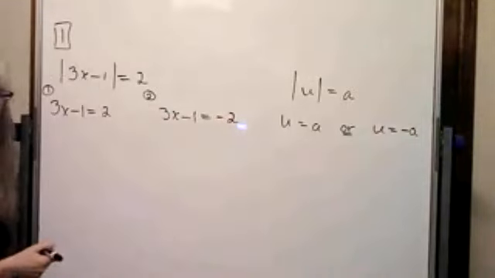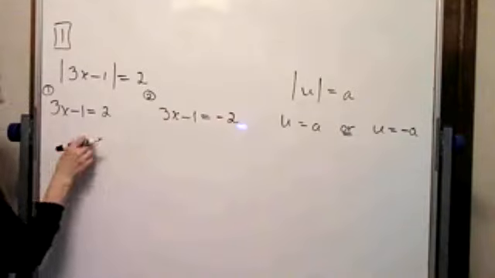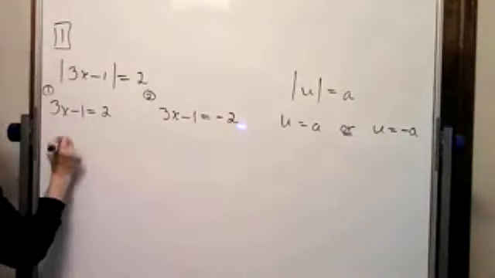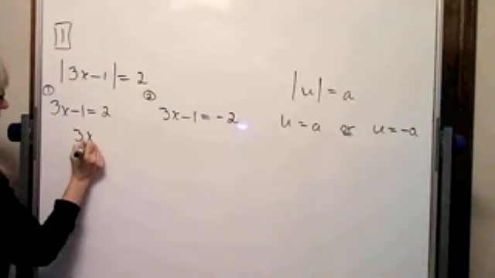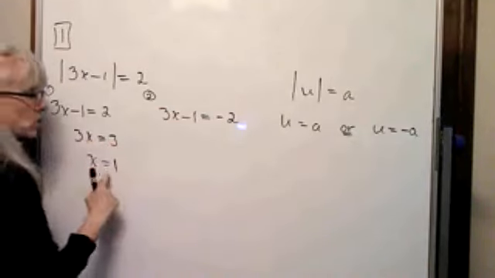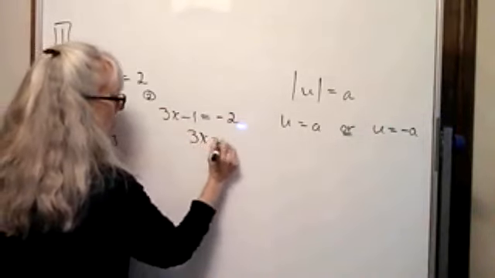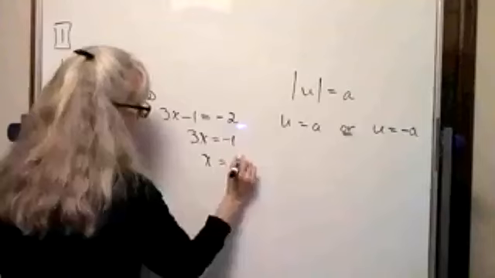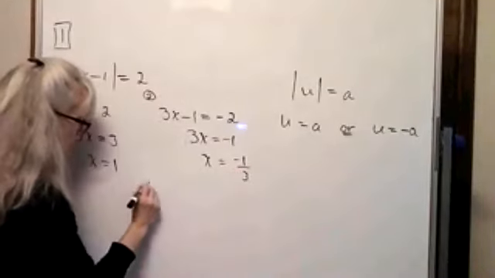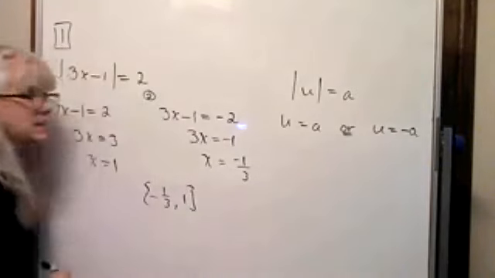And now we just need to solve both of these equations individually. They're not related to each other. This is the answer or this is the answer. So if you move the 1 over, you'll get 3x is equal to 3. Dividing out the 3 is going to give you x equal to 1. So there's one solution. Over here, if we move the 1, we're going to get 3x equals -1, and x equals -1/3. So we have two solutions that are going to make that equation true.